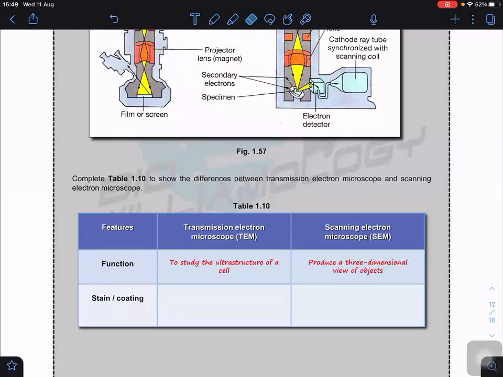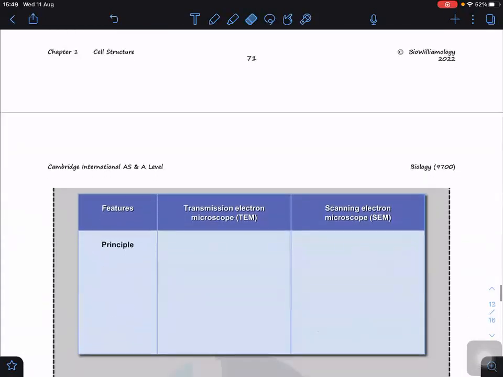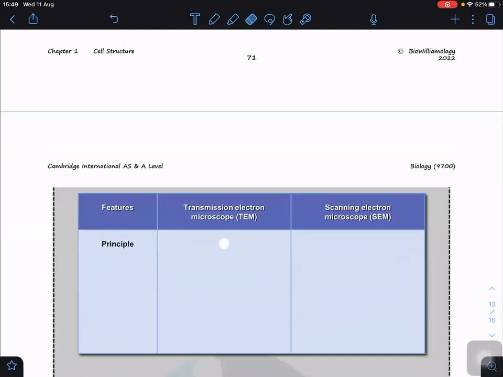So how to stain? We stain with heavy metals for TEM, for example uranyl and lead acetates, or osmium tetraoxide. For scanning electron microscope, we coat it with a thin layer of metal. In this case, we use gold. It is very expensive, actually. So what's the principle? You do not need to know the principle.